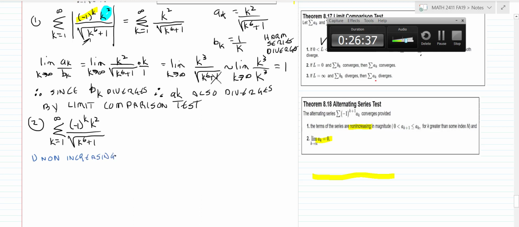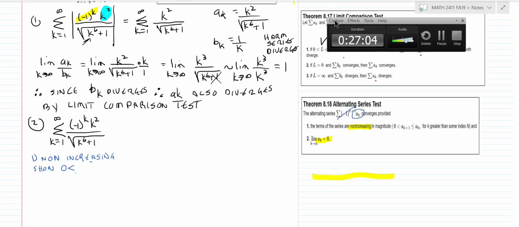Now remember, when we do the alternating series test, we disregard the signs, and we just look at this piece right here. So we need to show basically that 0 is less than k squared over the square root of k to the 6 plus 1. And then, whoops, I've got to add 1 to that. I'm sorry, I'm not paying attention here.